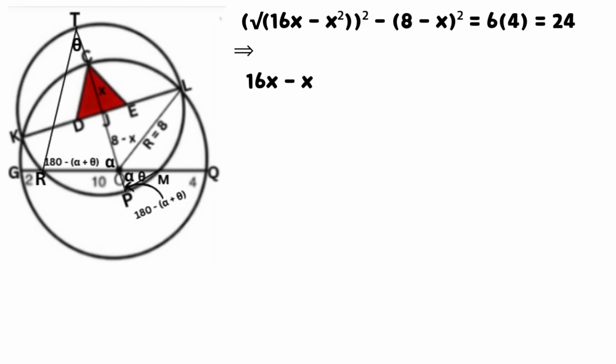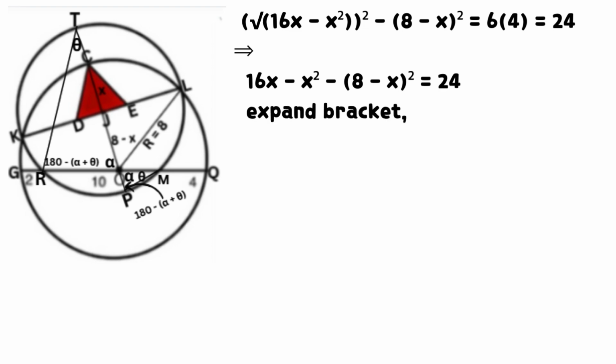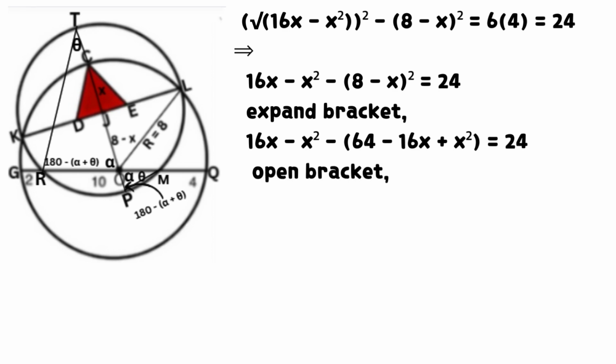The square of the square root of 16 times x minus the square of x, minus the square of 8 minus x, equals 6 times 4, which equals 24. Simplify to the results shown on the screen.